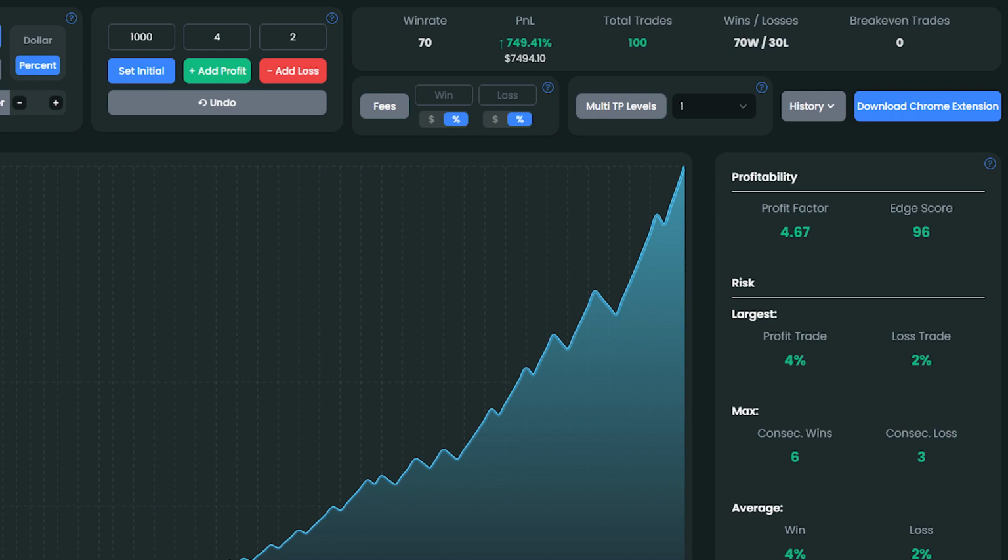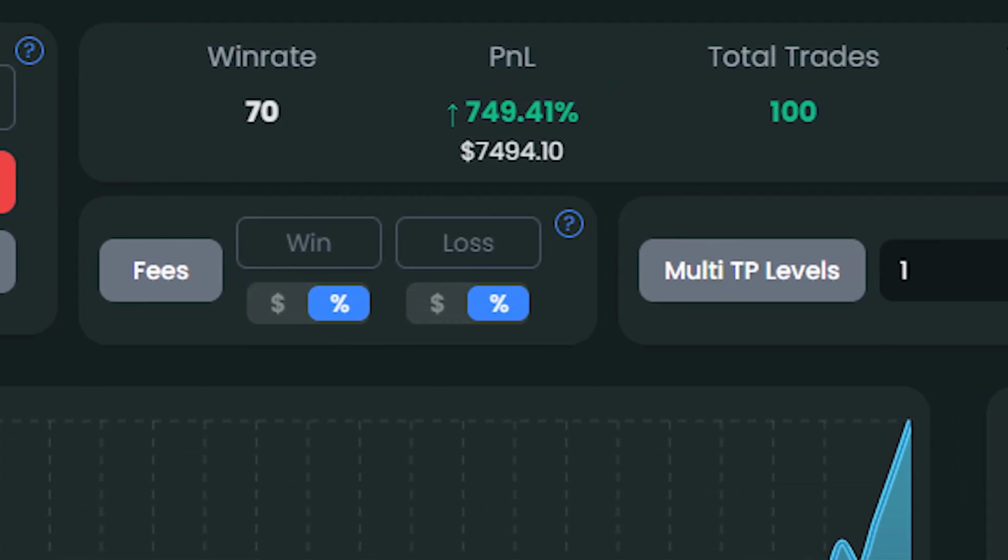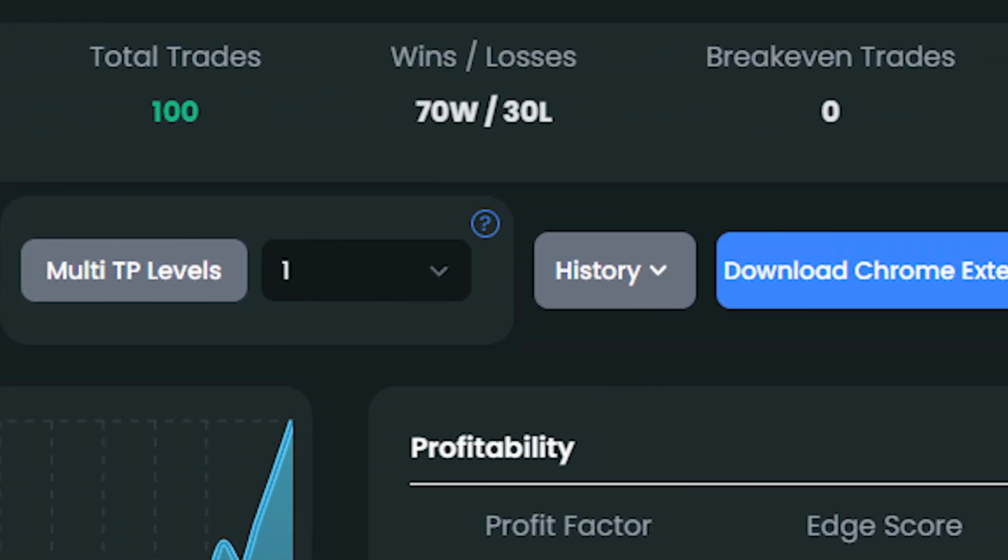I just finished back testing the strategy 100 times. I was able to find those setups within a 6-week period. The win rate was 70%. My account size increased by 749%. I had 70 wins against 30 losses.